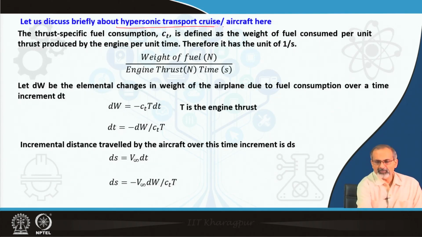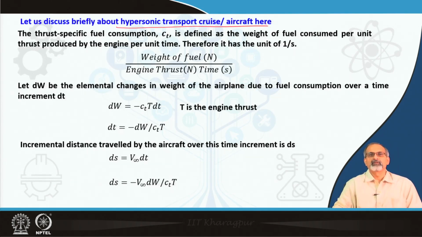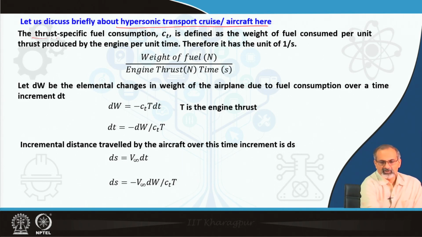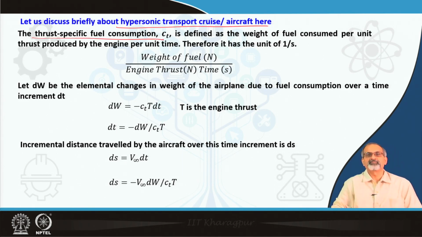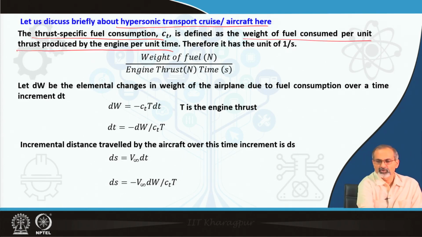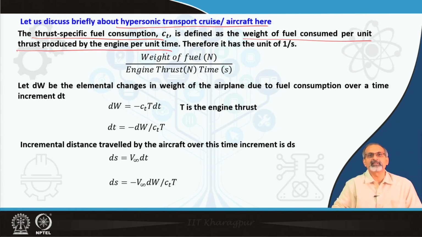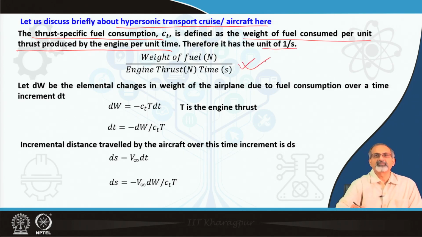If you talk about a hypersonic transport, a cruise aircraft, the propulsive aspect also comes into the picture. If you talk about the thrust specific fuel consumption and indicate it as CT, it is by definition the weight of fuel consumed per unit thrust produced by the engine per unit time. Its unit is per second, as you may recall. So, that goes by the units mentioned here.